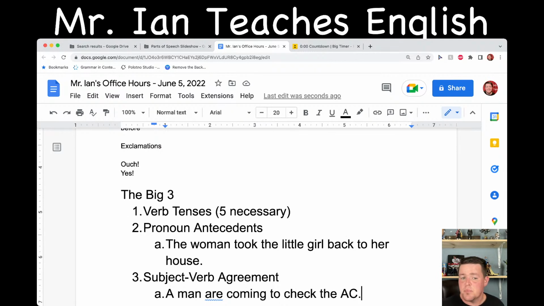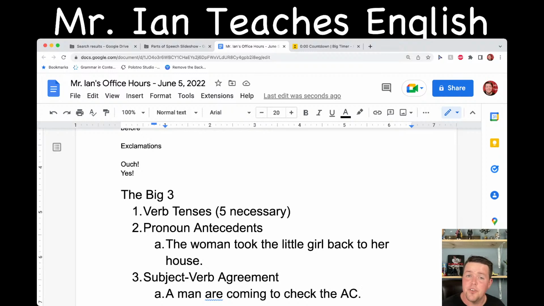So the reason this is part of the big 3 is because we know there's a mistake, but where is that mistake? Is the mistake with a man? Should there be multiple men? Or is that mistake with the verb, and I should only expect one man to come to the house? We don't know, and that's why that's important. So these are the big 3.